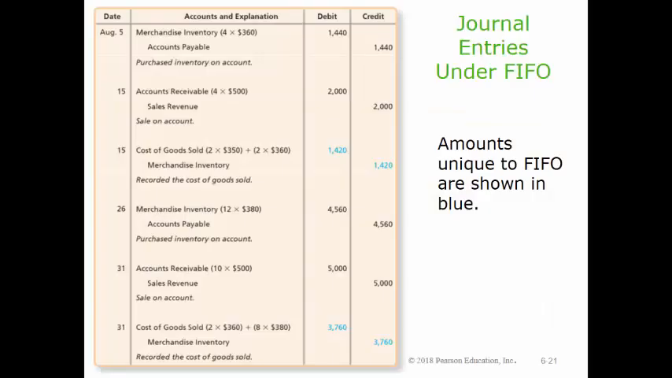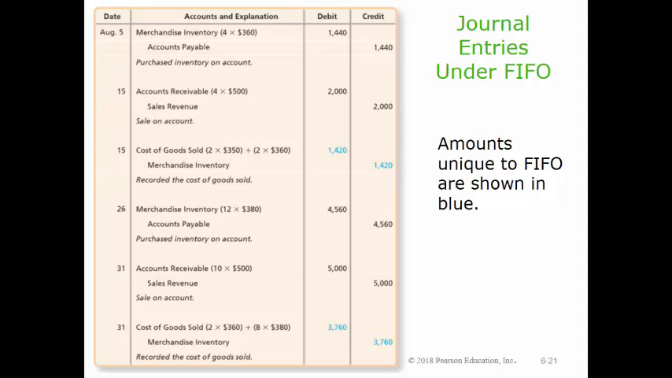For the journal entries on this slide, assume all purchases and sales of inventory are on account. The amounts unique to FIFO are shown in blue for emphasis. All other amounts are the same for all 4 inventory methods. On August 5th, Smart Touch Learning purchased $1,440 of inventory and made the first journal entry.